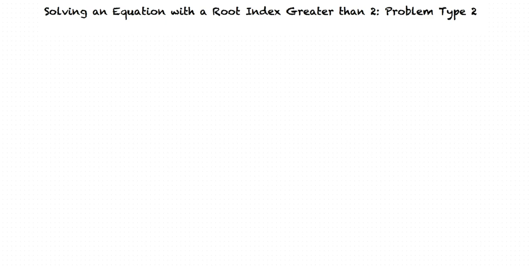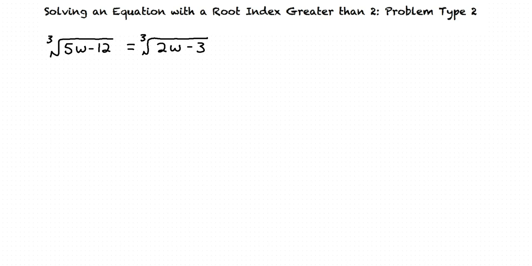This video will cover the topic, solving an equation with a root index greater than 2, problem type 2. A root index is the number outside the radical that tells you how many times a number is multiplied to result in the term under the radical sign. Let's look at an example problem. Solve the equation for w where w is a real number.